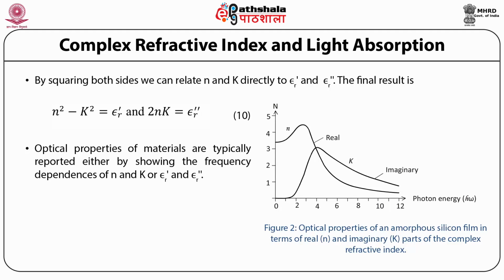Figure 2 shows the real and imaginary parts of the complex refractive index of amorphous silicon, which is a non-crystalline form of silicon, as a function of photon energy. For photon energies below the band gap energy, K is negligible and n is close to 3.5. Both n and K change strongly as the photon energy increases far beyond the band gap energy.